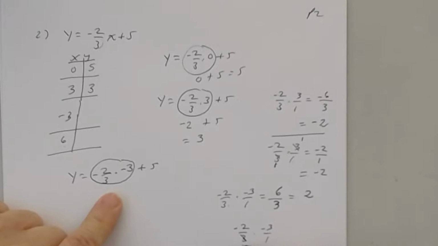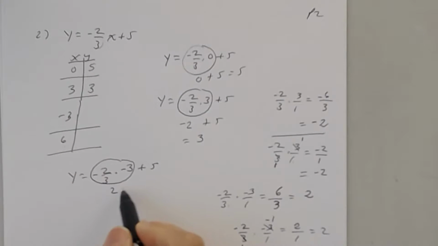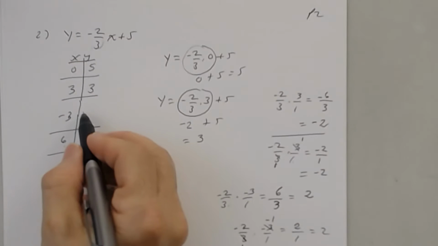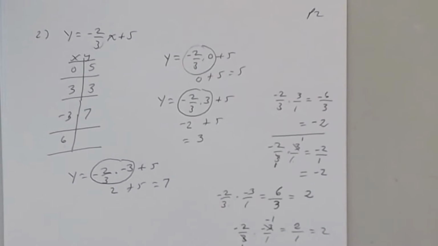You could have reduced first if you wanted to. 3 into 3 is 1, 3 into negative 3 is negative 1. What's negative 2 times a negative 1? Positive 2. 1 times 1? 1. And you get 2. So again, it doesn't matter what approach you take. But this is 2 right here, right? And 2 plus 5 is 7. So I get the point negative 3, 7.